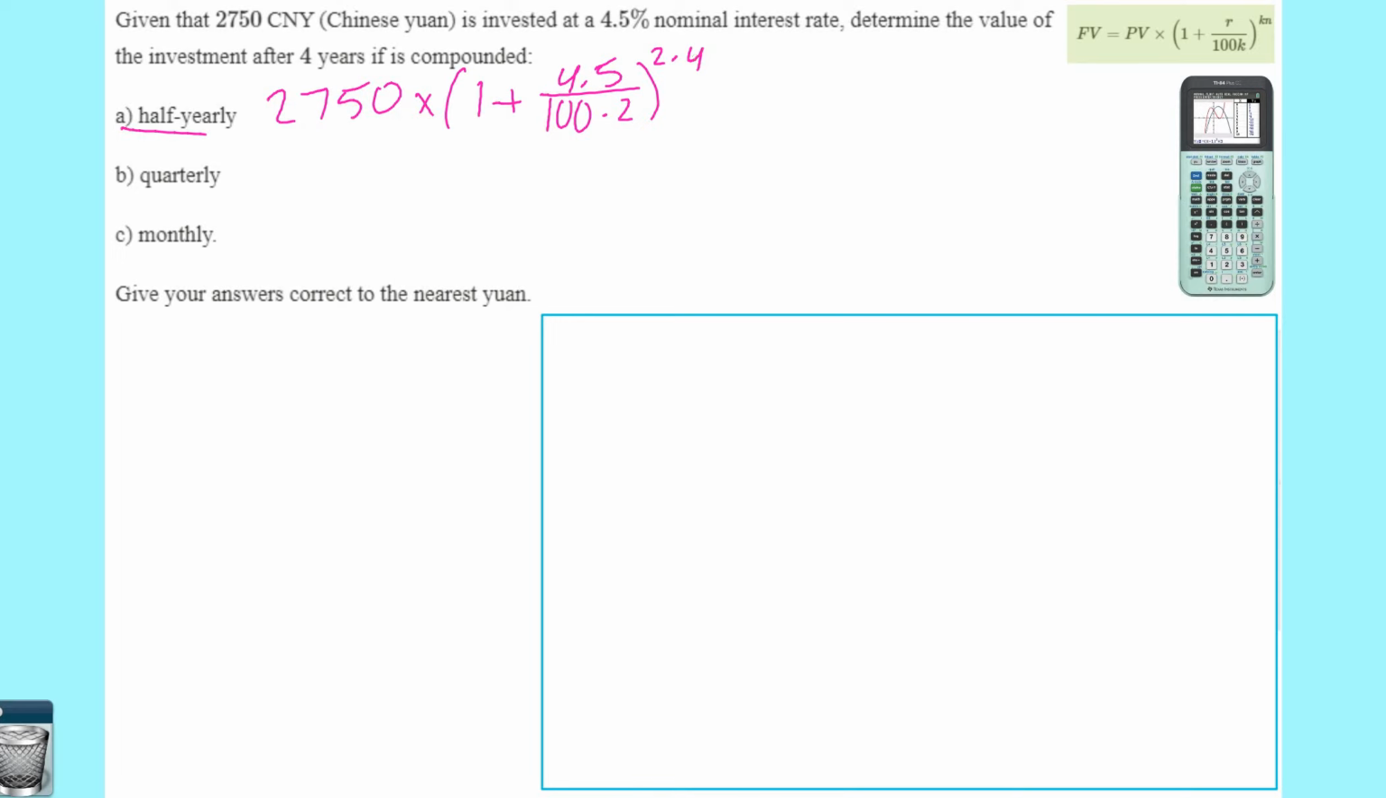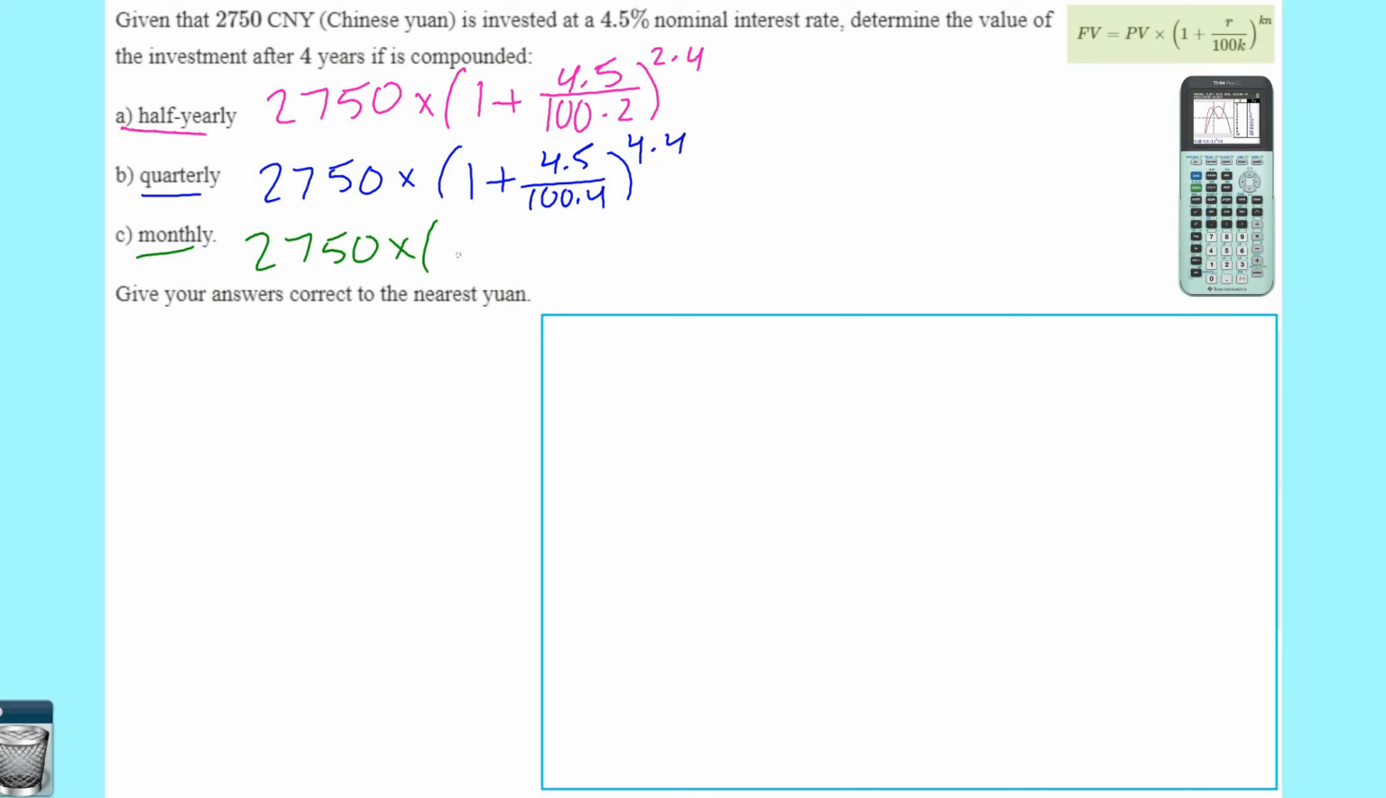For quarterly, we would do the same thing, but now instead of a 2, it's quarters, so 4 quarters in a dollar, so 100 times 4. And then we would do 4 times 4. Hopefully this is making a little sense on how we plug things in. When we talk about monthly, again, remember we're talking about the year, so there are 12 months in a year. That's a good thing to know.